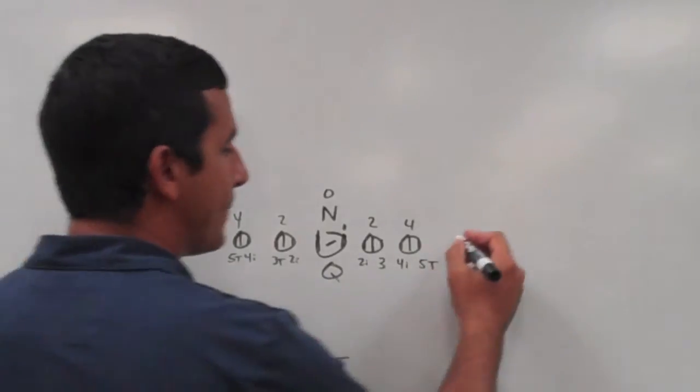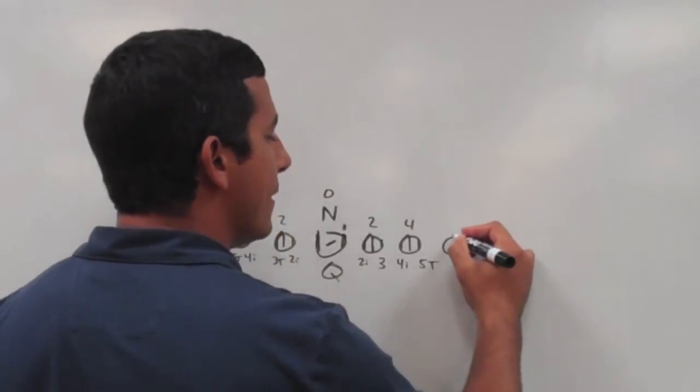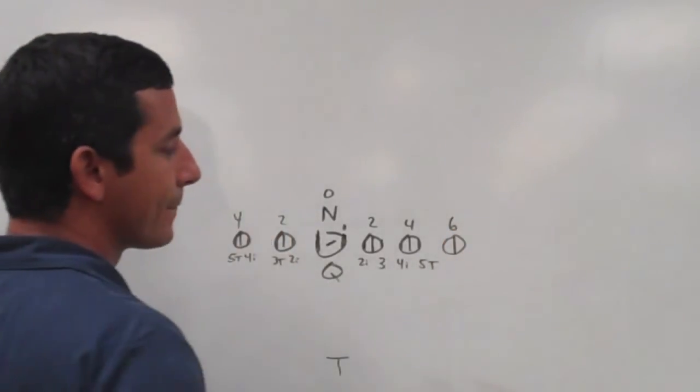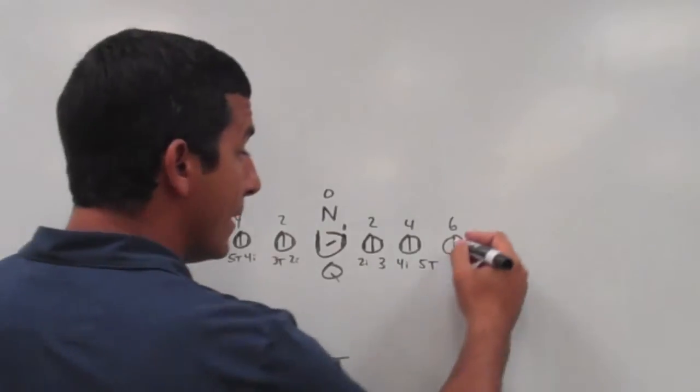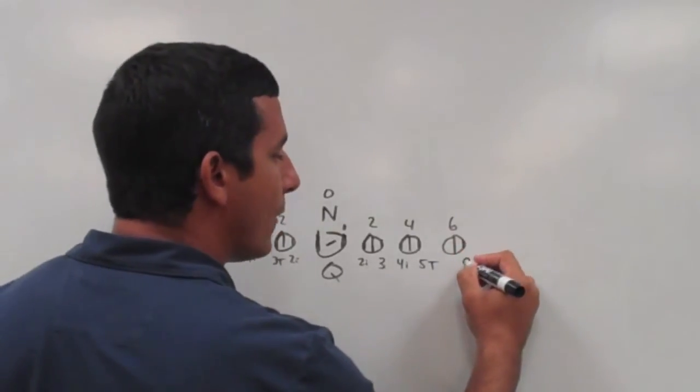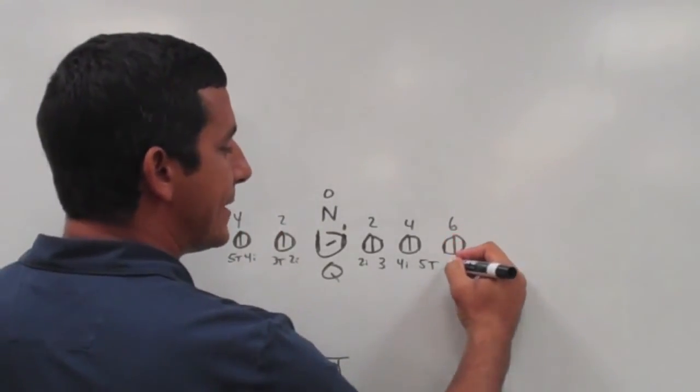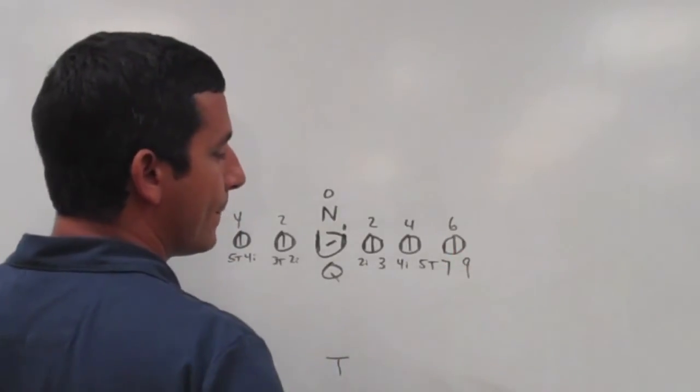Now we talk about the tight end position. If we've got an attached tight end, if we've got a head-up position, we call that a 6. Now it gets a little bit different here. If you've got an outside technique, we're calling that a 9 technique. An inside technique, we're calling that a 7 technique.